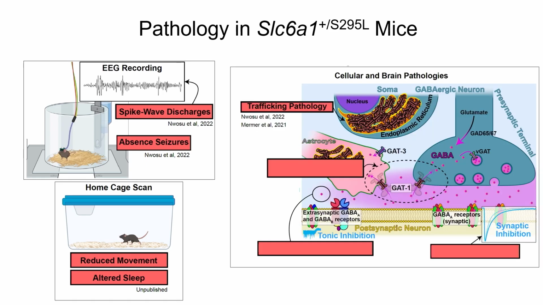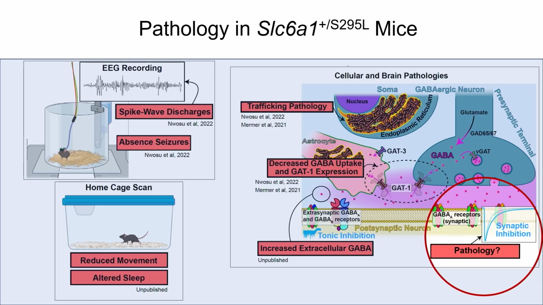And then, as far as the cellular and brain pathologies are concerned, we've shown trafficking pathology, whereby the mutant protein is stuck in the endoplasmic reticulum in neurons and astrocytes as well. There is also likely, as a result of that, reduced GABA uptake and then reduced expression of GAT1 on the membrane. There's increased extracellular GABA, as has been just shown in those microdialysis experiments. And so when I joined the lab, I wanted to know what effects this has on the GABAergic signals that the postsynaptic neurons receive.